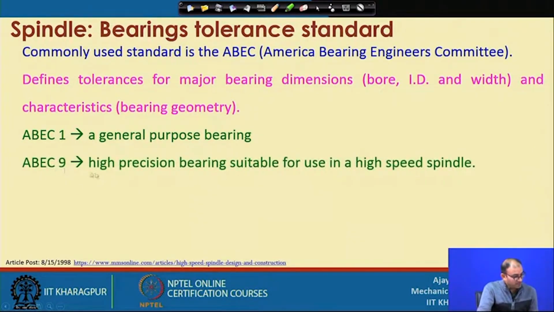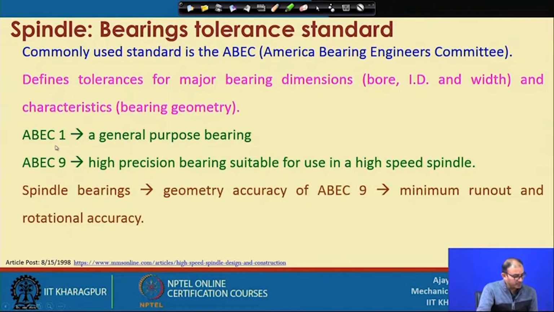If you go with ABEC 9, that is a high precision bearing, suitable for use in a high speed spindle. We know that our requirement is very high precision, and we have to rotate it at a very high speed. So, in this case our target is ABEC 9, but as you go up in number, 1, 2, 3, 4, 5, 6, 7, 8, 9, your requirement cannot be general purpose. Then you have to focus on one particular part only, that means you do not have so much interchangeability, you have to go with the same bearing which you want to replace.